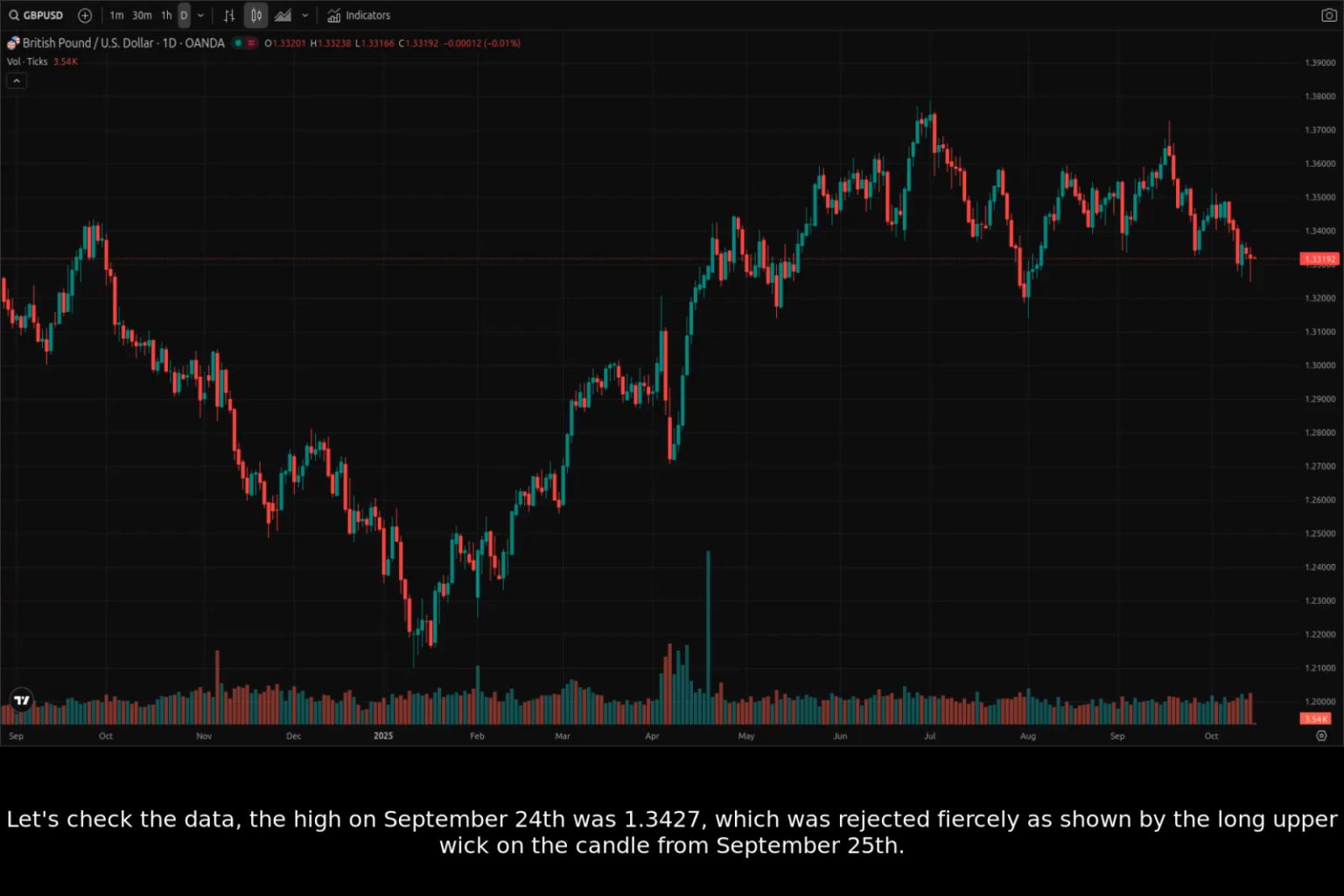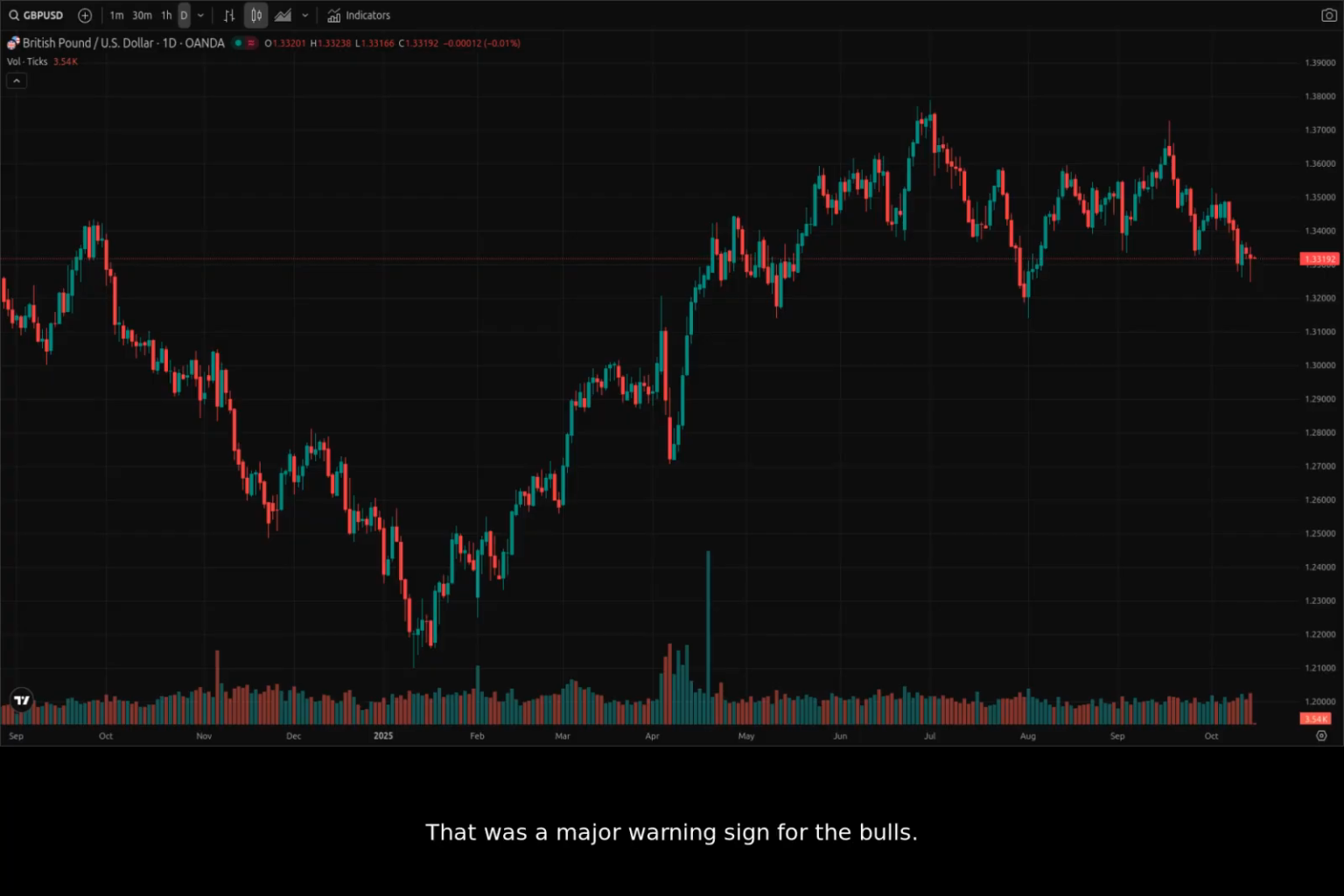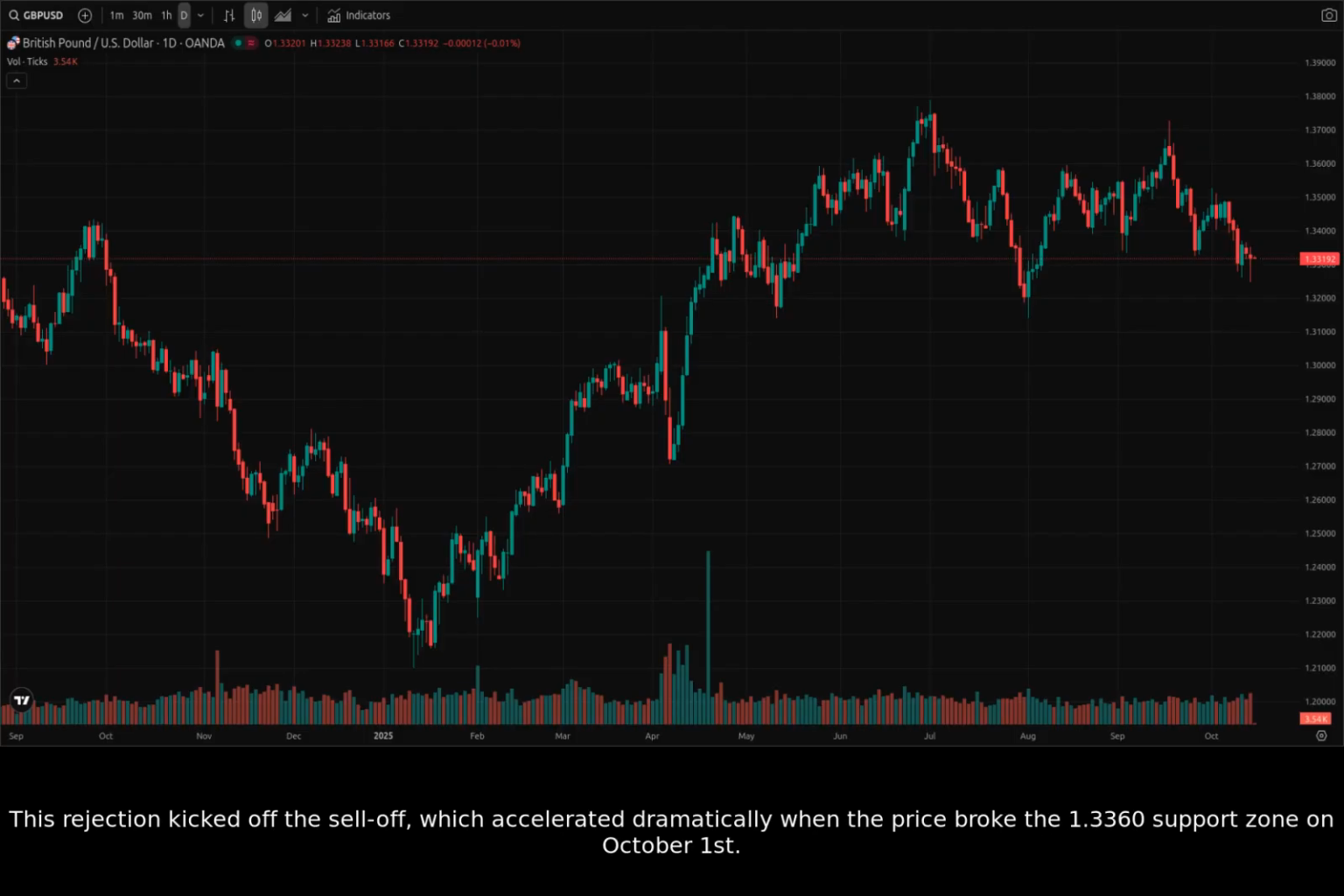upper wick on the candle from September 25th. That was a major warning sign for the bulls. This rejection kicked off the sell-off, which accelerated dramatically when the price broke the 1.3360 support zone on October 1st.